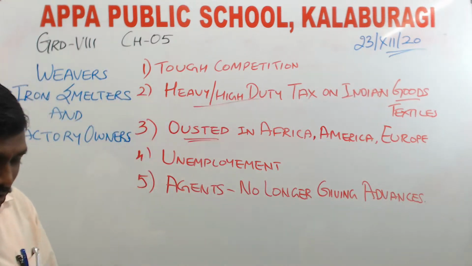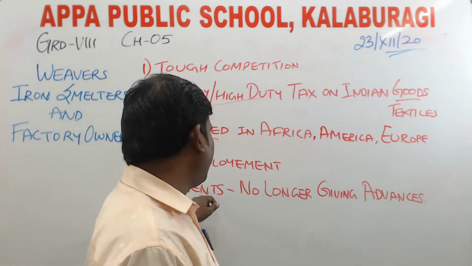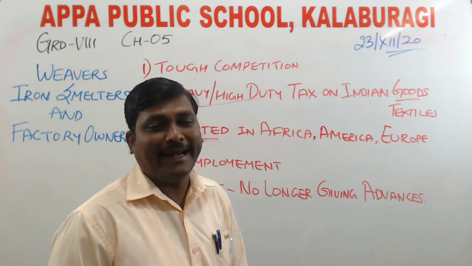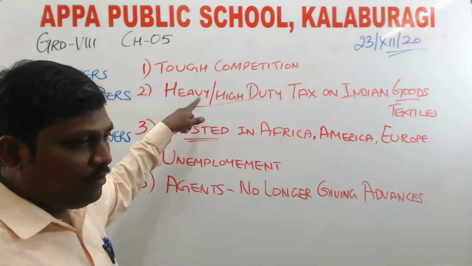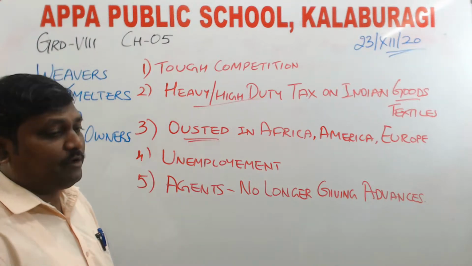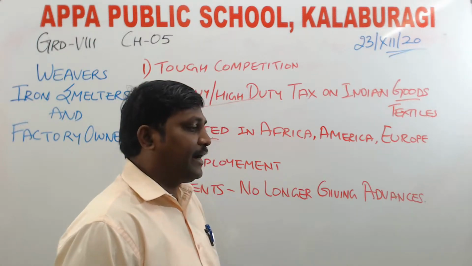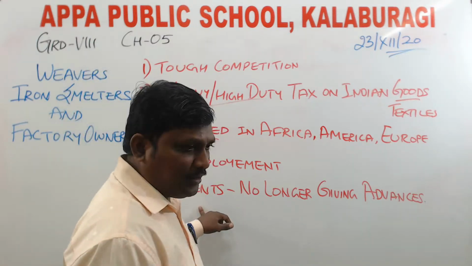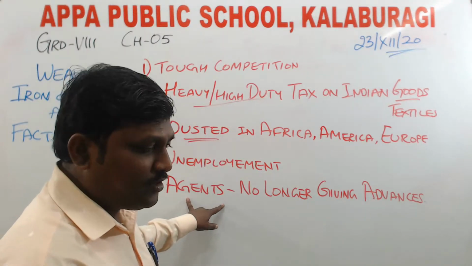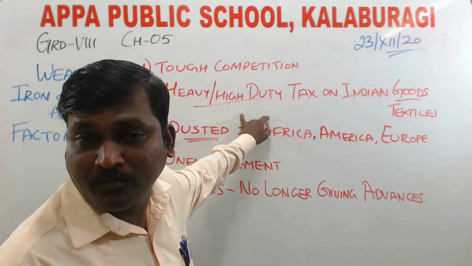Earlier, to prepare the cloths they wanted, the agents used to give the weavers some amount as an advance to get the order ready. But after all these cases, the agents were no longer giving any advances to the weavers. This was also one of the reasons for the decline of Indian textiles. Agents no longer giving advances.